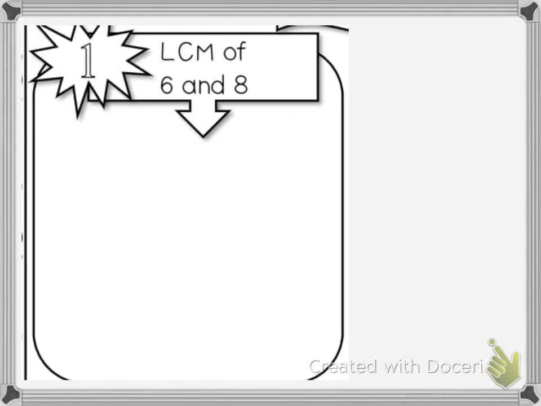So now let's do these examples. The LCM of 6 and 8. I'm going to set up my L with 6 and 8. What's a number that I can take out of 6 and 8? I can take 2 out of 6 and 8, and then I have 3 and 4. Can I take anything else out of 3 and 4? Nope, I can't take anything else out.